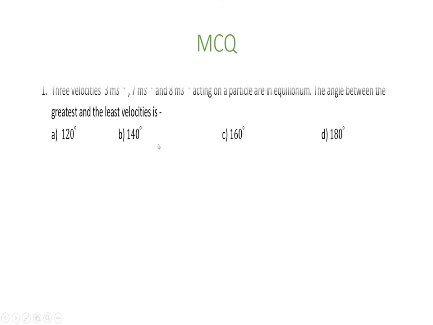Now I discuss some model MCQ questions from this chapter. Three velocities, 3 meters per second, 7 meters per second, and 8 meters per second, act on a particle in equilibrium. The angle between the greatest and least velocities is 120 degrees. I repeat, I only discuss the model, that this type of question is given in the examination.